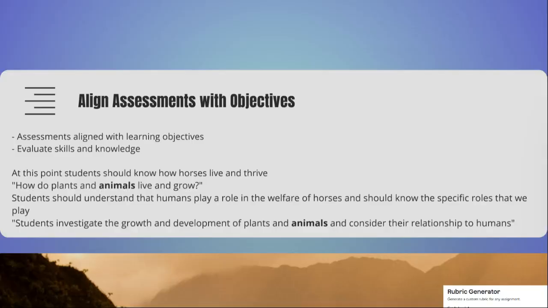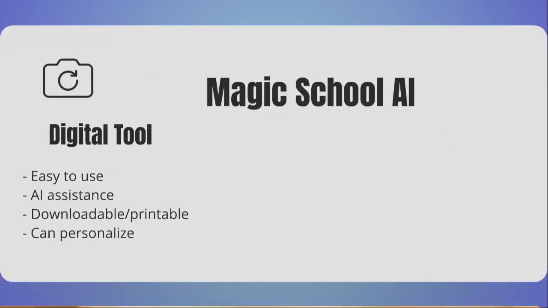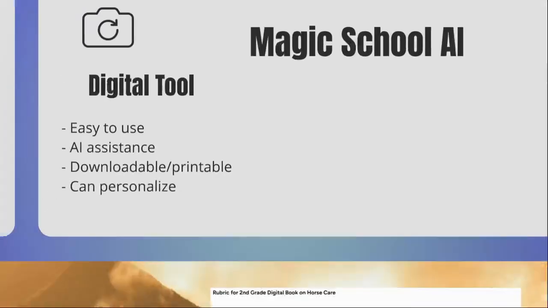How do animals live and grow? And how the students investigate the growth and development of horses while considering their roles as humans. To assess this assignment, I will use a rubric created by Magic School AI as a guide. This rubric covers the understanding of content learned, a focus on organization through steps and procedure, overall design of the book, and the use of technology in creating the assignment. A well-done assignment should effectively teach or inform the reader of a specific topic that the author found interesting.